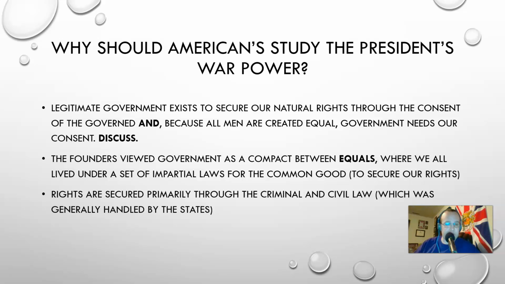So the founders viewed government as a compact between equals. We live under, nominally, the system as it was meant to be, against the system that we have, and what a chasm between the two. We all live under a set of impartial laws to secure our natural rights and the common good. These are secured primarily through the criminal and civil law, which back then was generally handled by the states.